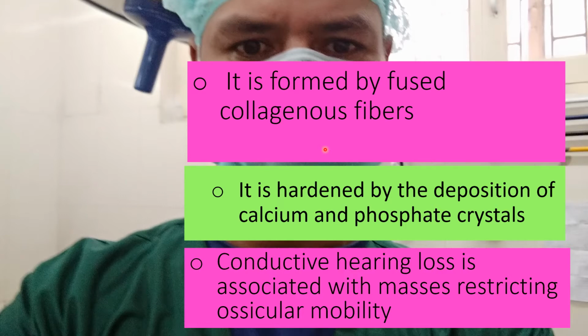So as we know, hyalinization is formed by fused collagen fibers. It is hardened by deposition of calcium. The collagenous fibers fuse and form a cartilaginous type of structure, a hyalinization of the middle layer, and then it's hardened by deposition of calcium. Conductive hearing loss is associated with masses restricting ossicular mobility. So when there is hyalinization, there is limited mobility of the ossicular chain, and so it may lead to conductive hearing loss.